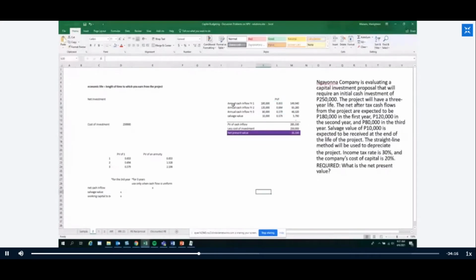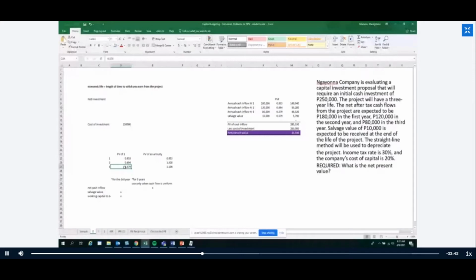O sige. Ngayon, ano yung gagamitin nating present value factor? Since itong cash inflow for year 1 will be received in year 1, so for the first year, ang kailangan kong gamitin is present value of 1. So that's 0.833. Second year, 0.694 kasi ito naman yung marireceive ko for the second year. And 0.579 for the third year.